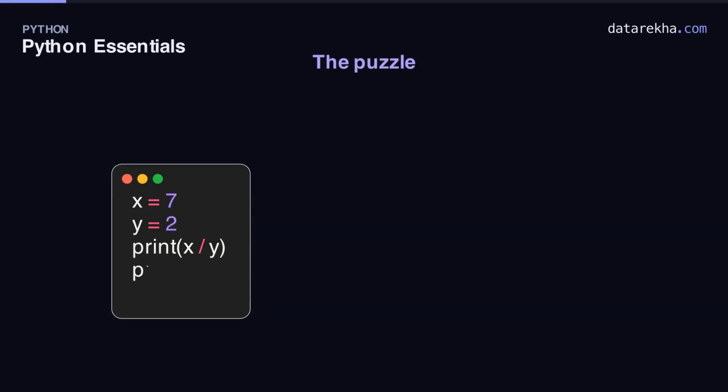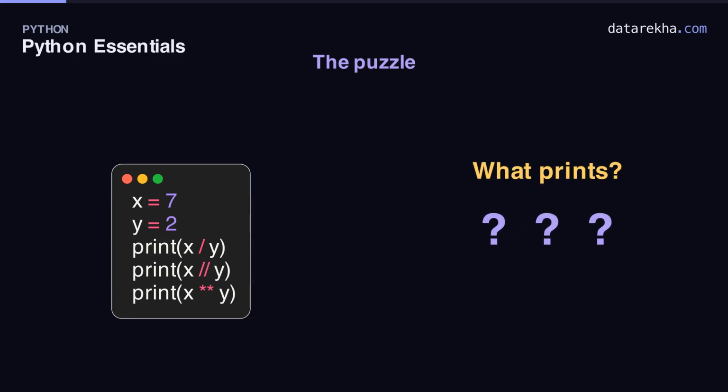Before we teach a single rule, look at this. 7 and 2 and 3 little print statements. Slash, double slash, and double star. Can you already say with confidence exactly what each line prints? If there's any hesitation, this lesson is for you.